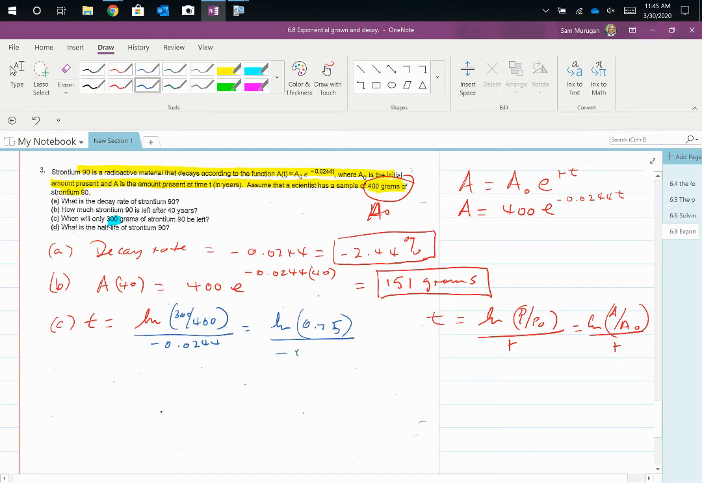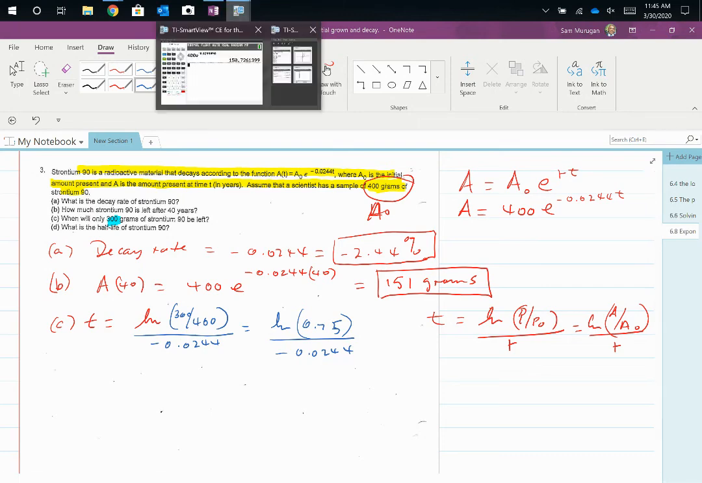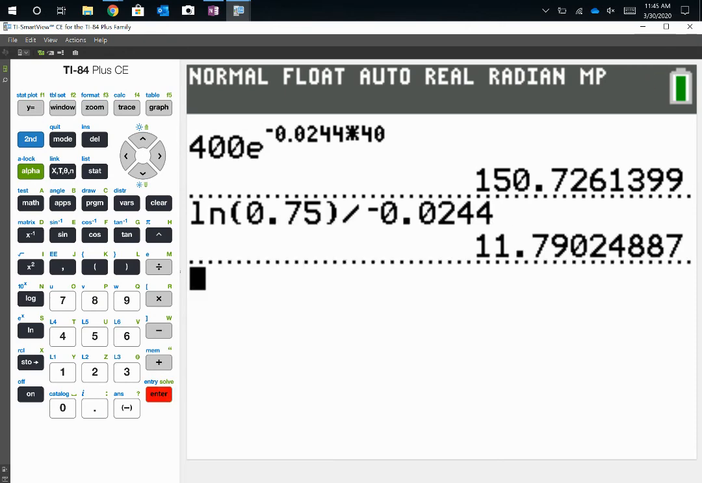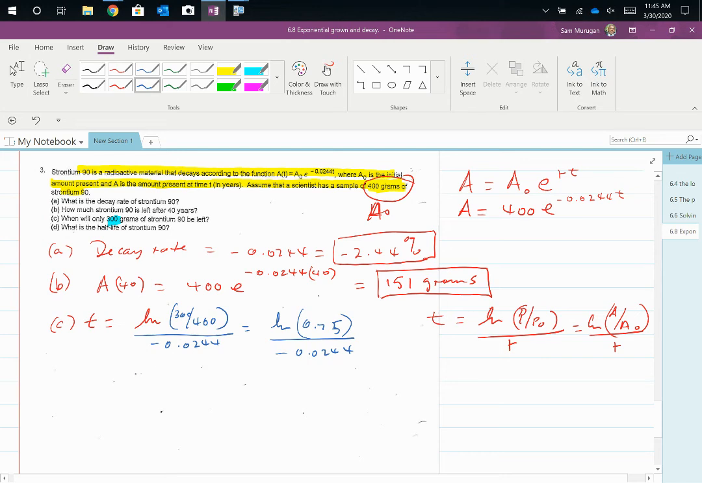Calculator: logarithm 0.75 divided by negative 0.0244 to give approximately 11.8 years.